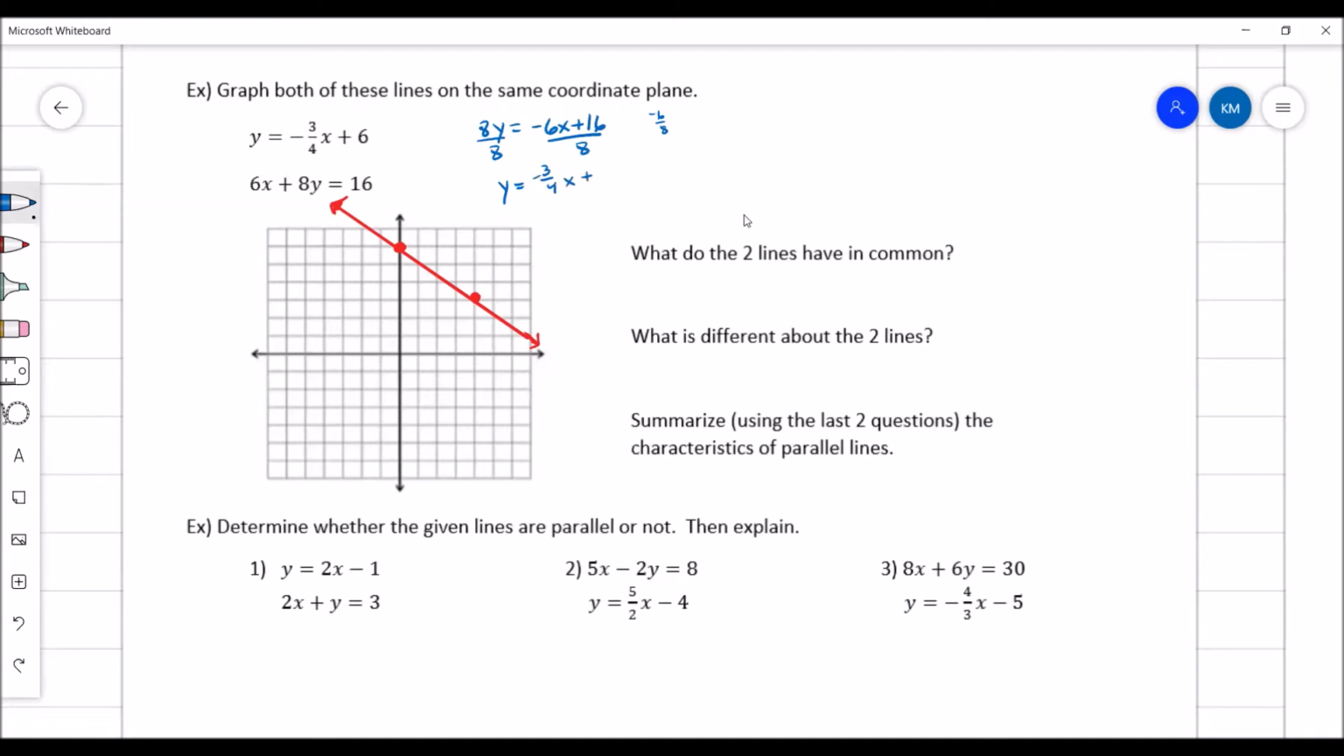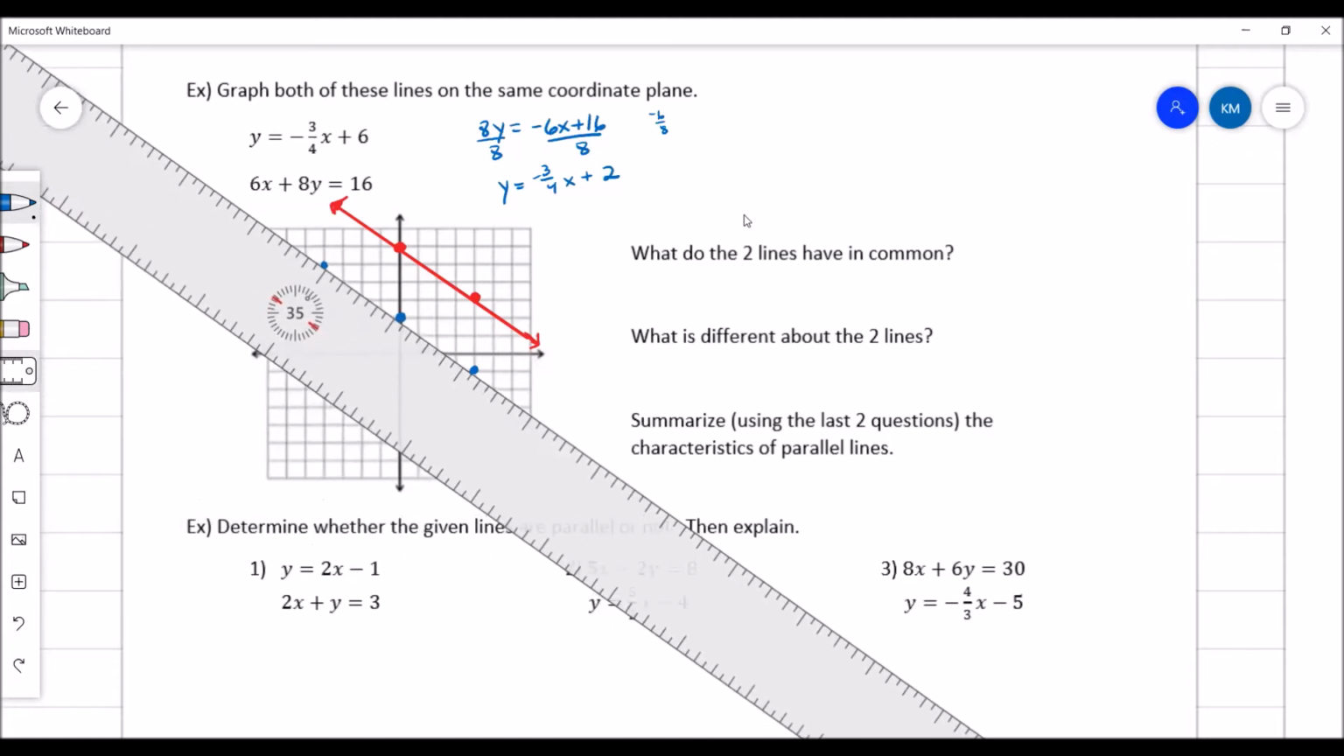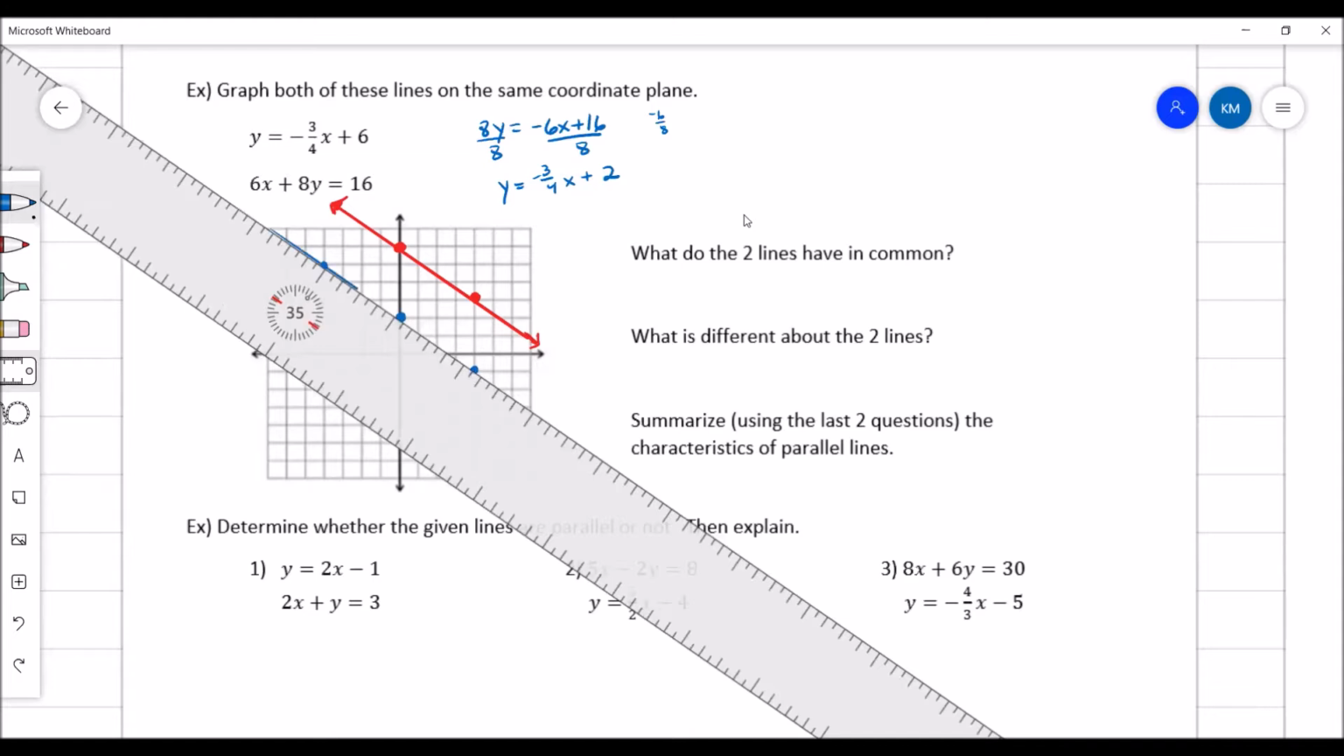x plus 16 over 8 is 2. So my y-intercept is 2. -3/4, so I go down 1, 2, 3 over 1, 2, 3, 4. I can do that again, but I can't fit it there. I can go up 3, 1, 2, 3, and left 1, 2, 3, 4. There we go. Bring my ruler back out. And as I make that line, boom, boom, boom, my two lines.